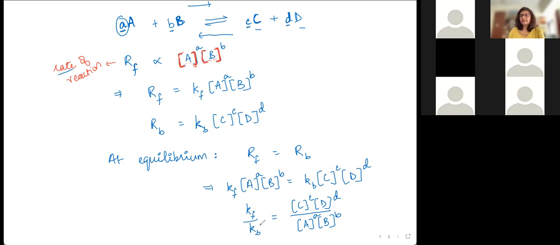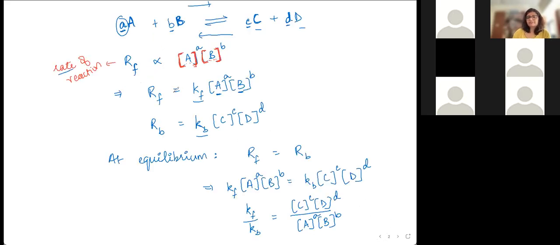Now look at Kf and Kb. Kf is a constant of proportionality, Kb is also a constant of proportionality. So if I divide them both, I'm going to get another constant. Kf is a constant for the forward reaction, Kb is always a constant for the backward reaction. So at a particular temperature, Kf and Kb are going to be constants. The rate will adjust based on however you change the concentrations, which can be variable. If you increase the concentration, the rate will increase, but Kf and Kb are always constants. So when I divide both constants, I'm essentially going to get another constant.